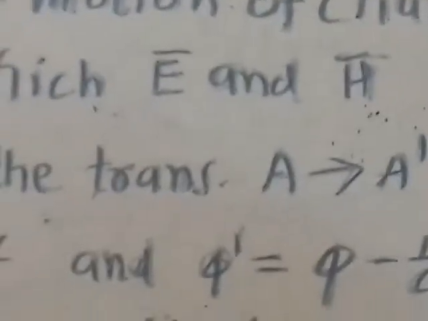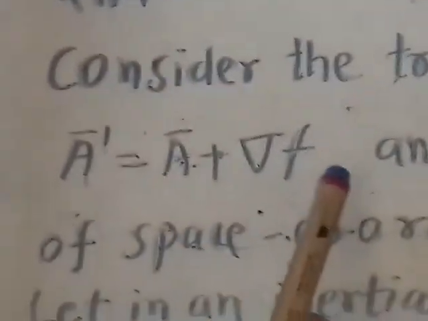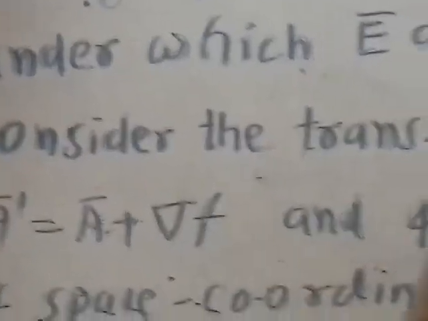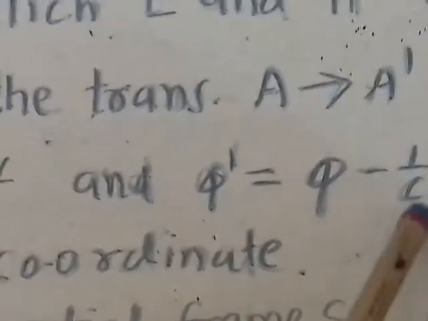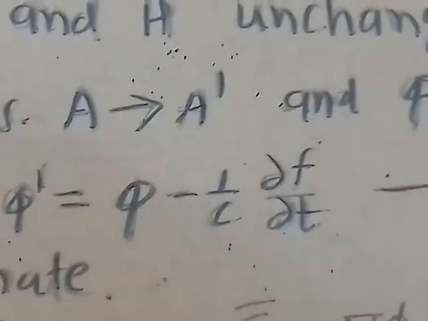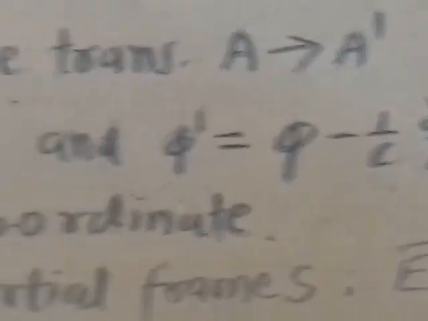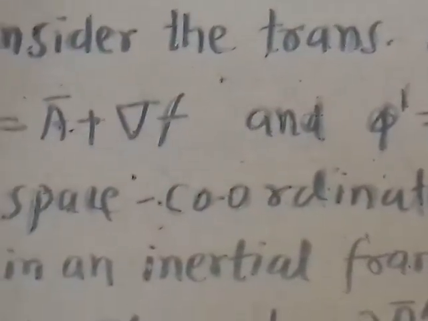Now we define the transformation of Ā and φ like this: Ā' is equal to Ā plus gradient of F, and φ' is equal to φ minus (1/c) ∂F/∂t, where F is an arbitrary function of the space coordinates.